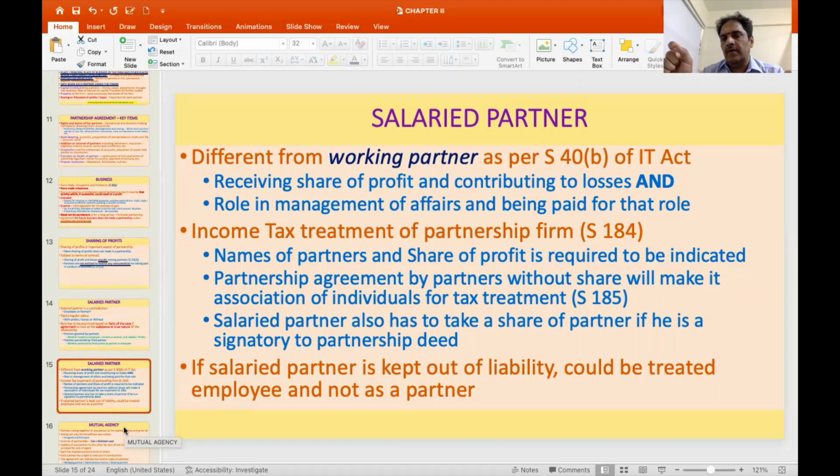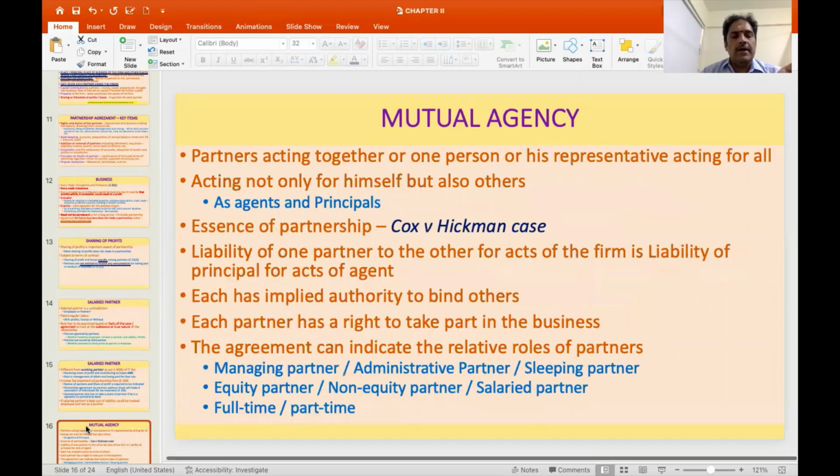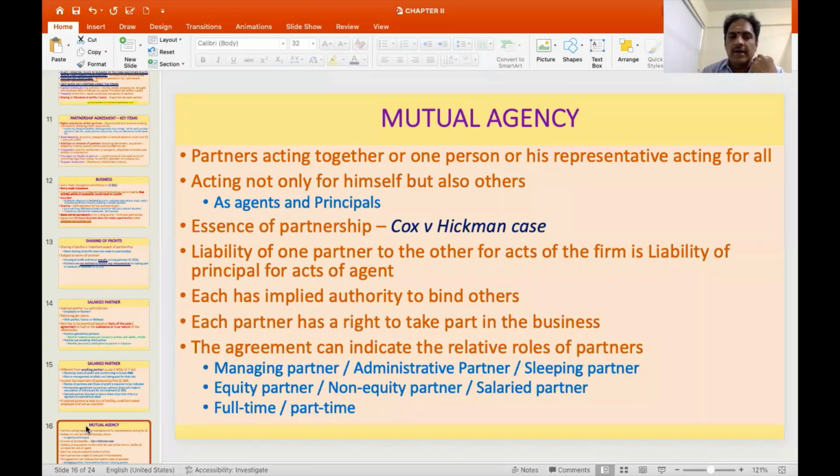So if the salaried partner is indicated there, he becomes a partner and he will also put his sign across in the partnership deed. If the salaried partner is kept out of the liability, but merely paid some remuneration, or remuneration linked with profits as a bonus or something like that, then you can presume that he is not a partner, but more an employee than a partner. So this is as far as the salaried partner is concerned.